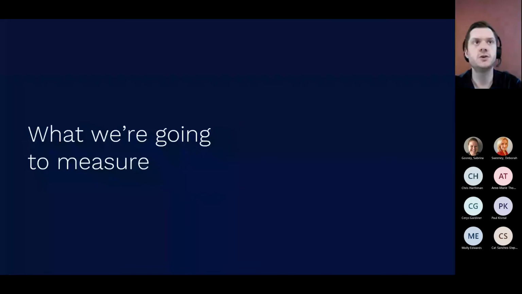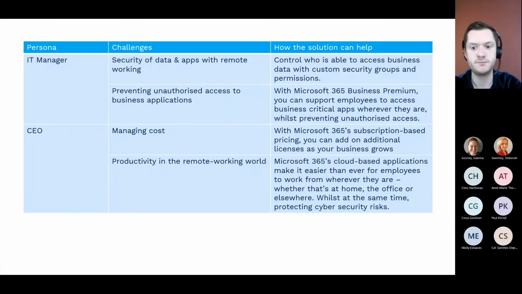So the messaging we're going to use, very, very created, made up messaging, but it starts to give you a flavor. So we've got 2 key personas here that we've mapped out. From an IT manager point of view, we're going to focus on 2 challenges: security and unauthorized access. So how we ensure that data and apps are secure through remote working, when someone might be working at home, they might be working in a coffee shop, they might be working in the office. How do we make sure that that consistent experience happens?